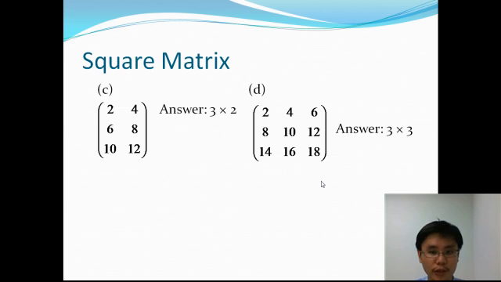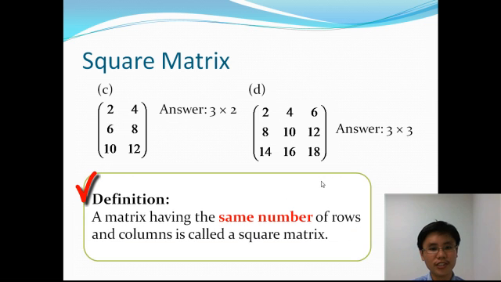Yes, the 3 by 2 matrix in C looks like a rectangle, while the 3 by 3 matrix in D looks like a square. From these 4 matrices, do you observe that a matrix which looks like a square must have equal numbers of rows and columns? Can you give a brief definition for a square matrix? Good. A matrix having the same number of rows and columns is called a square matrix.